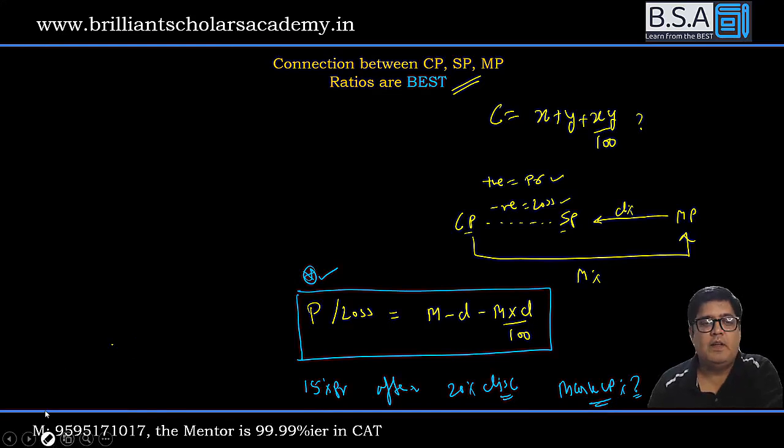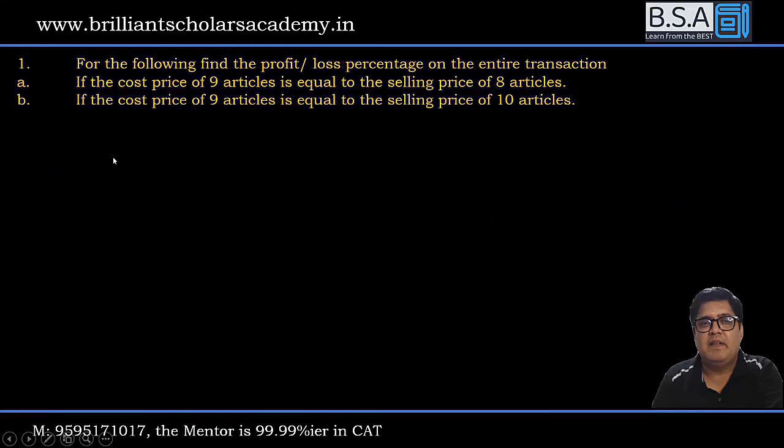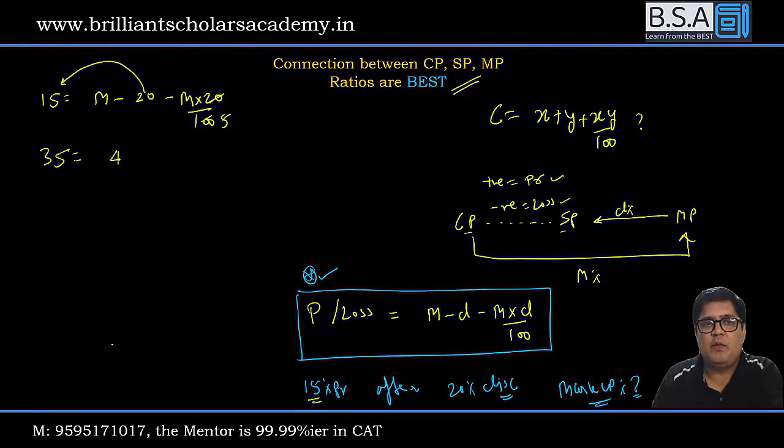Observe. The profit is given to us, 15%. So left hand side number is 15 is equal to markup minus discount. Discount is 20, minus m into 20 upon 100. The derivation of this has been covered earlier. This 20 will move to the opposite side, 35. This one will cancel 5 times. M minus m by 5 is 4 by 5 m. Cross multiplying 35 into 5, 175 by 4 is equal to m.